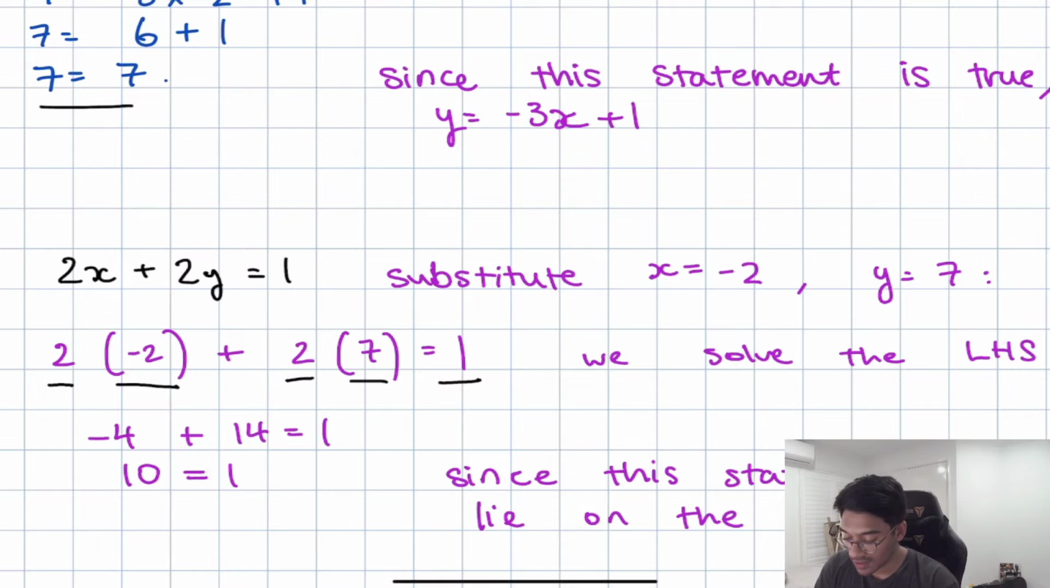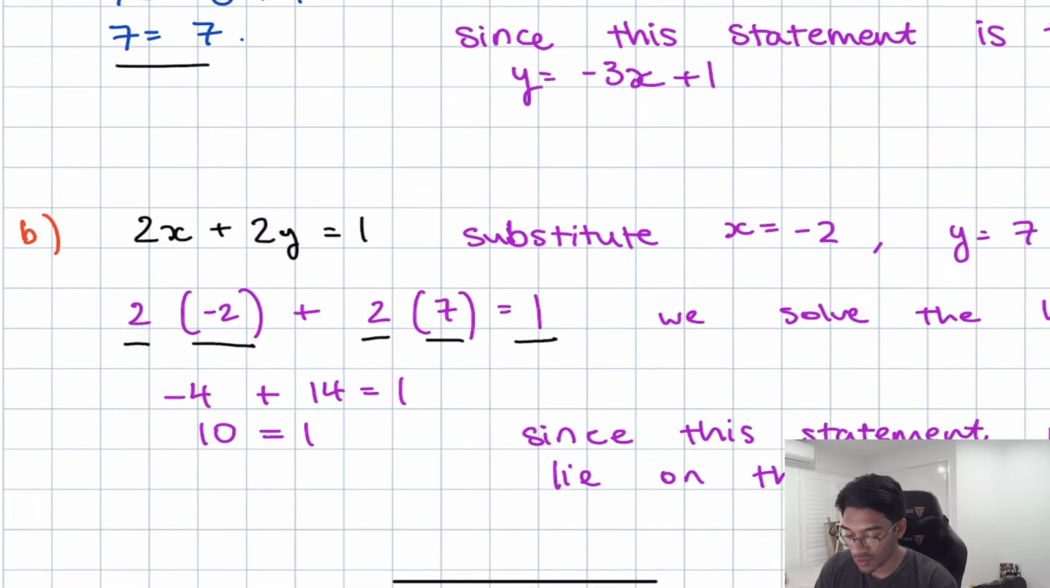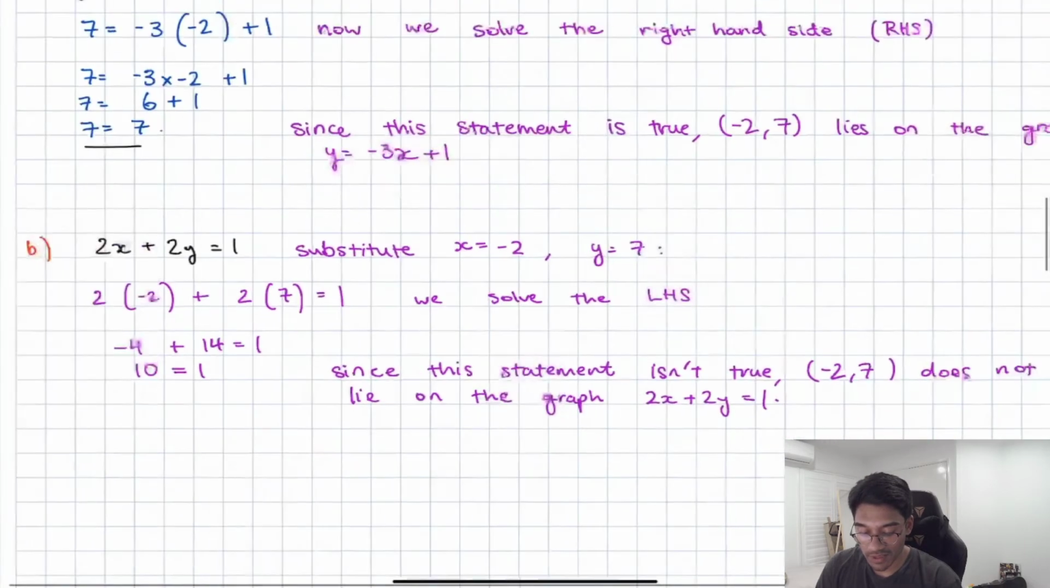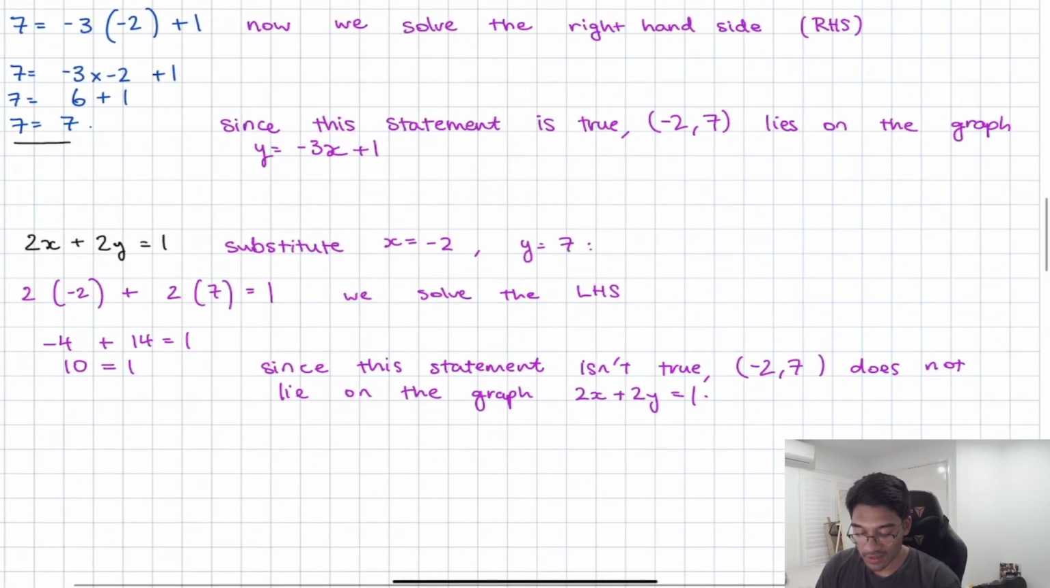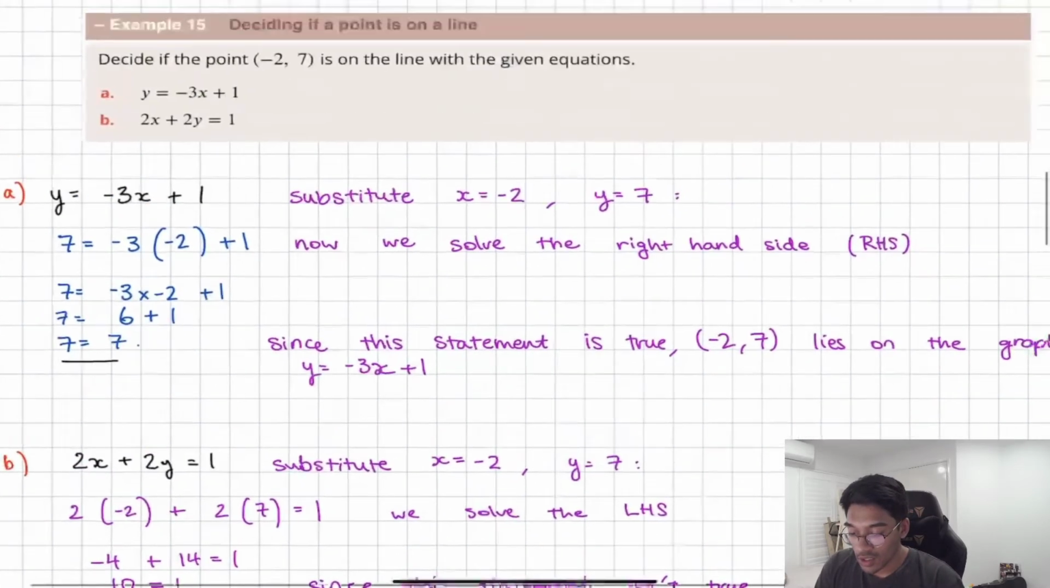I'm going to solve the left hand side. 2 times -2 is -4. 2 times 7 is 14. If I solve that, I get 10 is equal to 1. And obviously that doesn't make sense. So since that statement isn't correct, what it tells me is our point -2, 7 does not lie on the graph 2x plus 2y is equal to 1. That's all we do for that one.